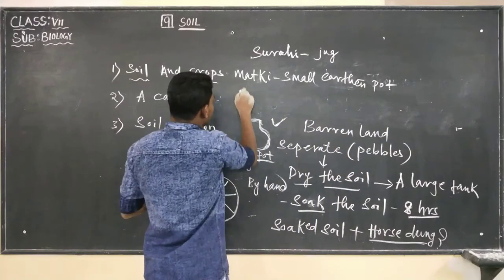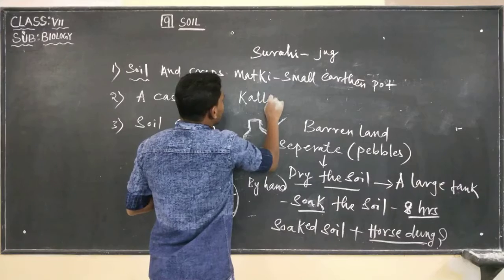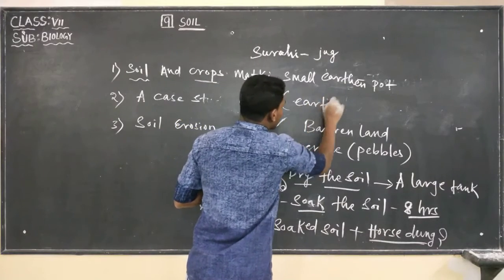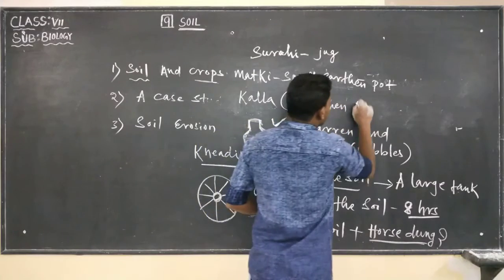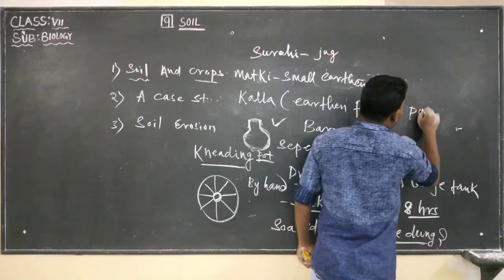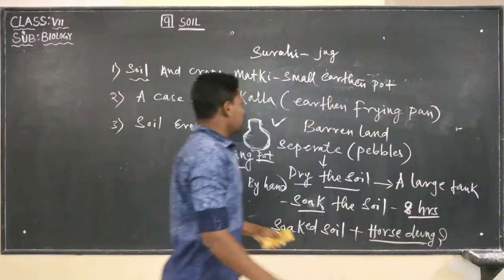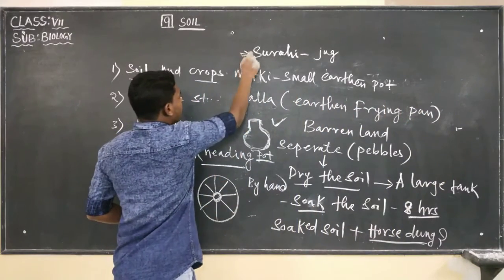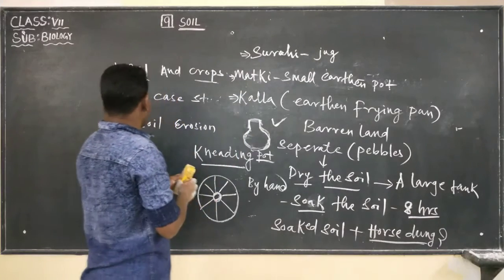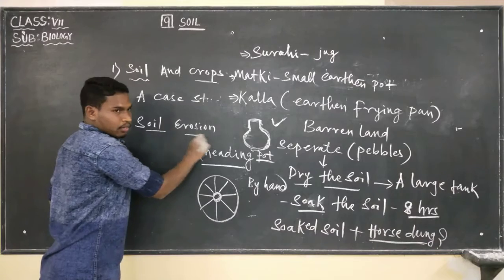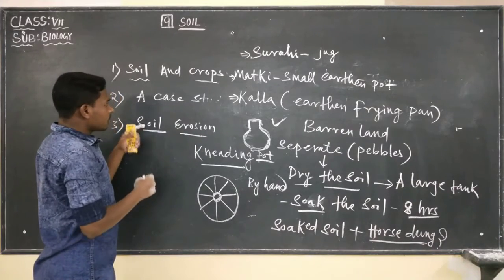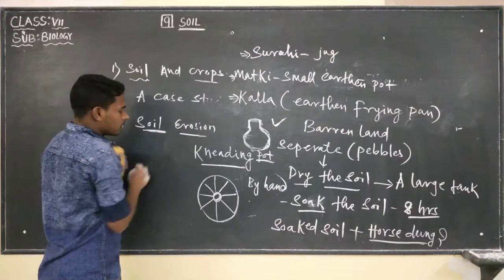And you might come across kala. Kala means it is an earthen frying pan. Okay, earthen frying pan. So these are the items made up of soil. Okay, next we will discuss soil erosion. The next subheading that we will discuss in today's class is soil erosion.